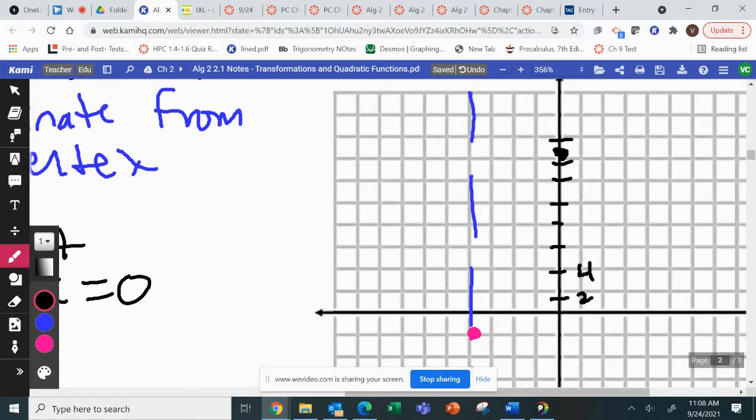ones. Now, if I have that one, there's also a mirror point, 4 over from it. There you go. I didn't even have to do any work to get that one. So we've got our y-intercept. We have a mirror point.